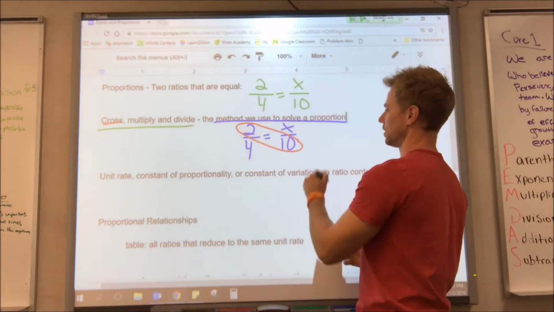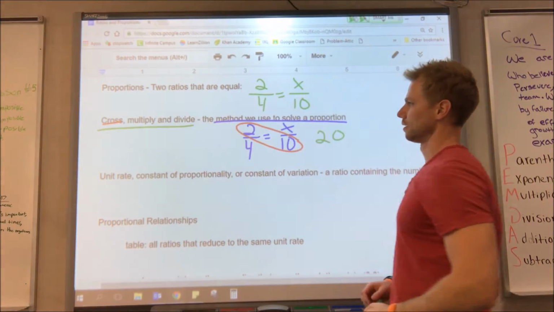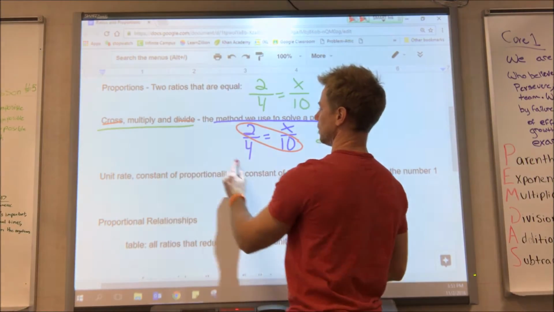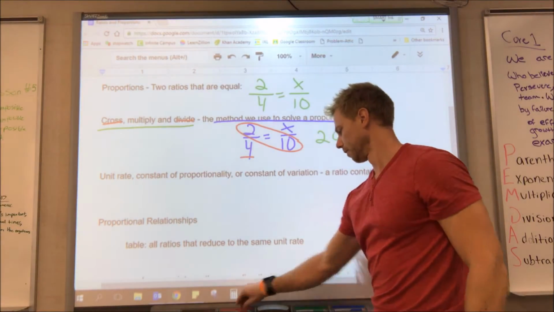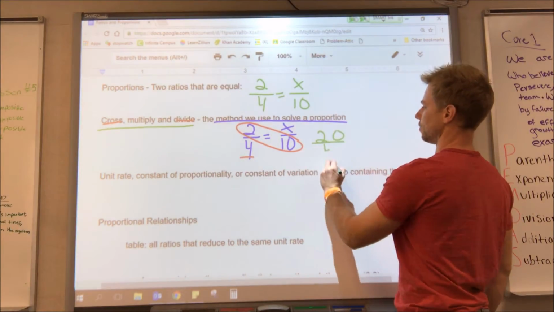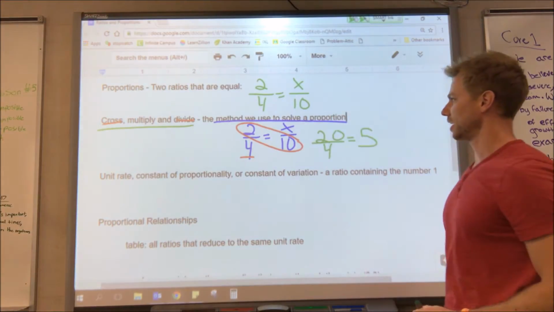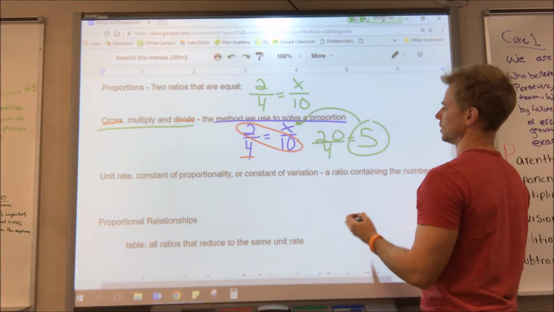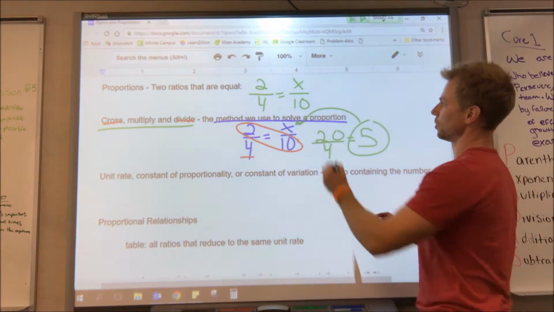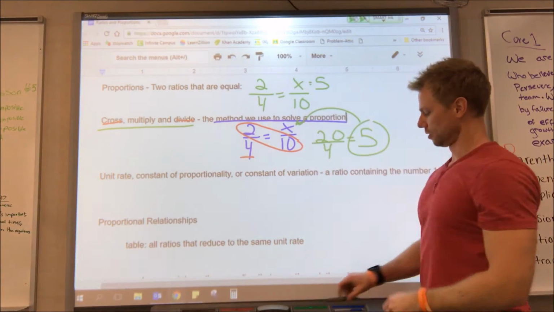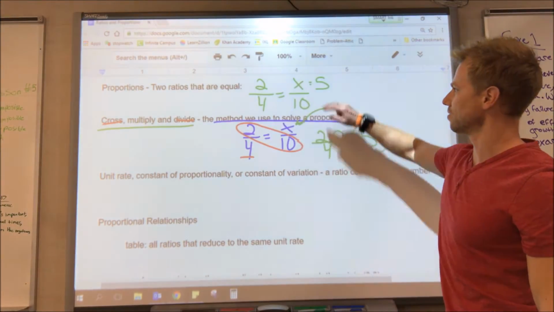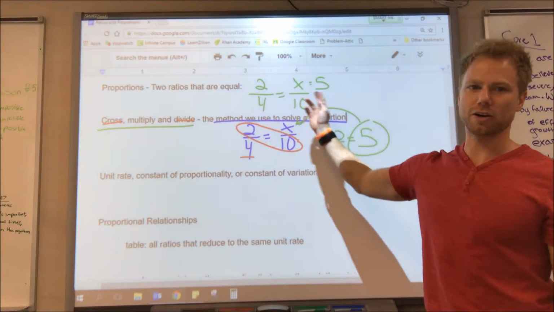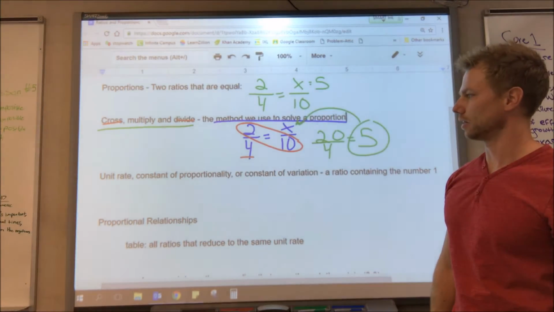So we'll do 2 times 10, which is 20. And then we will divide by 4. So 20 divided by 4 is 5. So the number that goes in the x is 5. So if we put a 5 up here, 2 over 4 reduces to 1/2, 5 over 10 reduces to 1/2. So that would be two ratios that are equal. They reduce to the same thing.